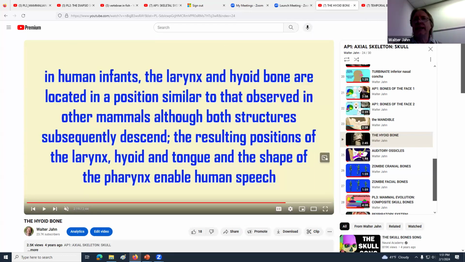So that is the vertebrate skull. When we come back, let's have a meeting of the minds on the vertebral column, and take it from there. So let's take a 15-minute break.